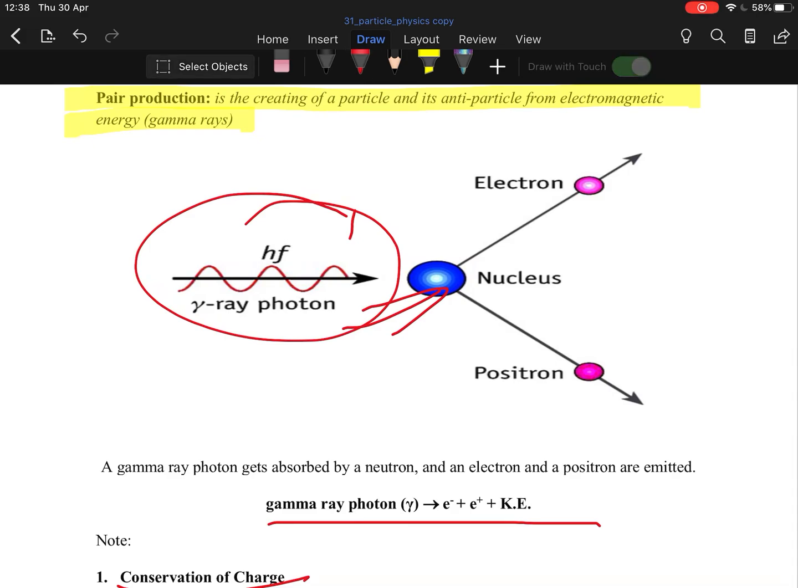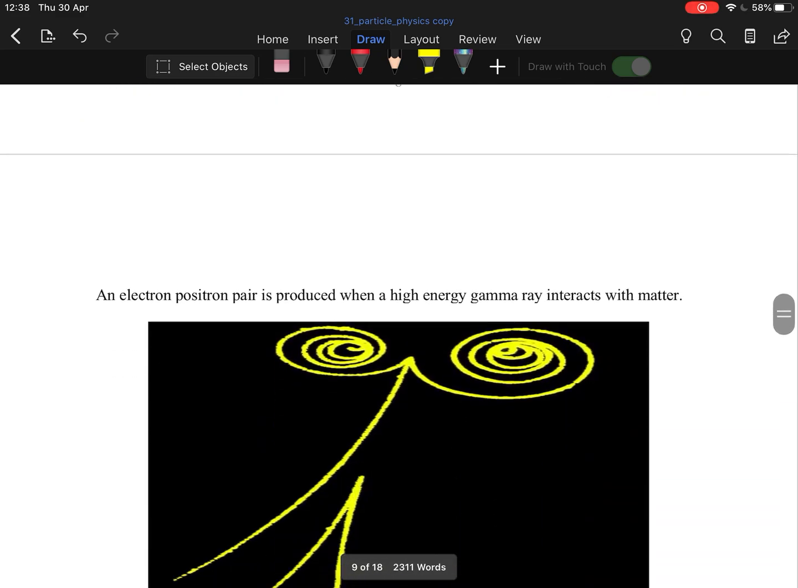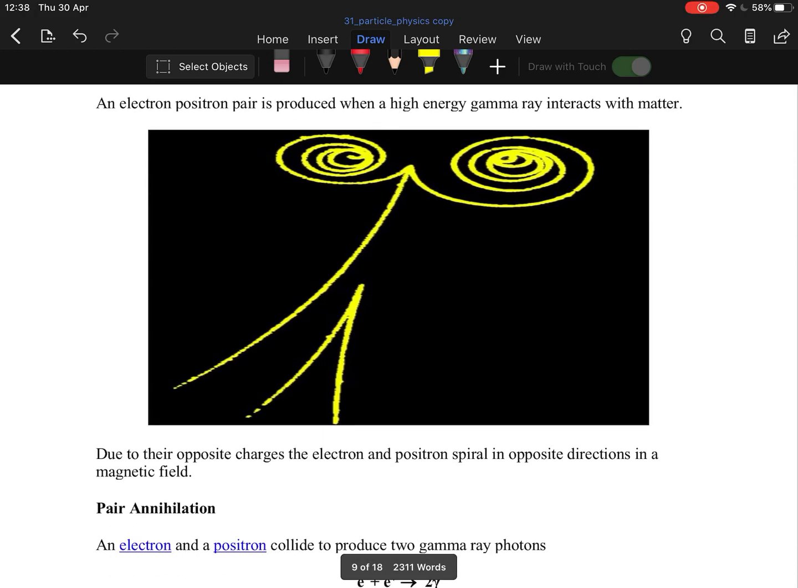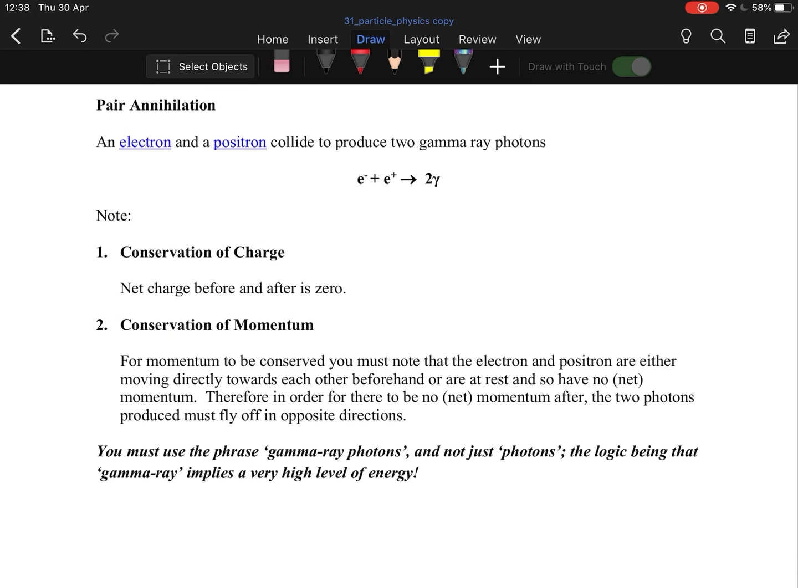The next one, and that's kind of what it looks like. The particle goes up, strikes, and you see the two spinning off in opposite directions. Now, pair annihilation. If we get an electron and a positron and we slam them into each other, we get this: e minus plus e plus gives us 2 times gamma. Two gamma ray photons come out of this.